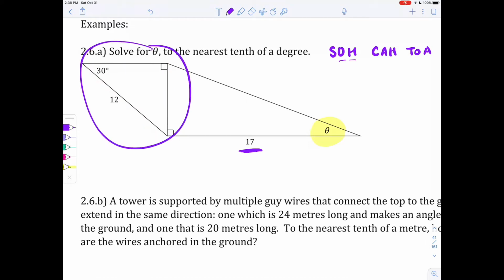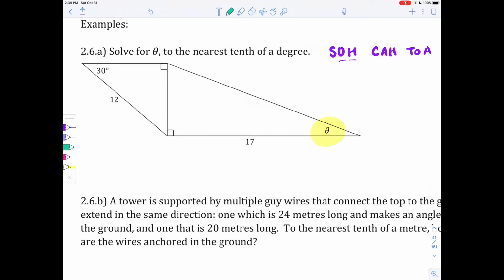Now, if we're looking at this triangle here, it looks like we have quite a bit of information. We have this 30-degree angle. We have the hypotenuse of this triangle. And we can solve for this side length. That's not a bad idea. And then once we have this side length, it could help us find our original goal, and that's to solve for theta. Okay, so that's going to be our game plan here.